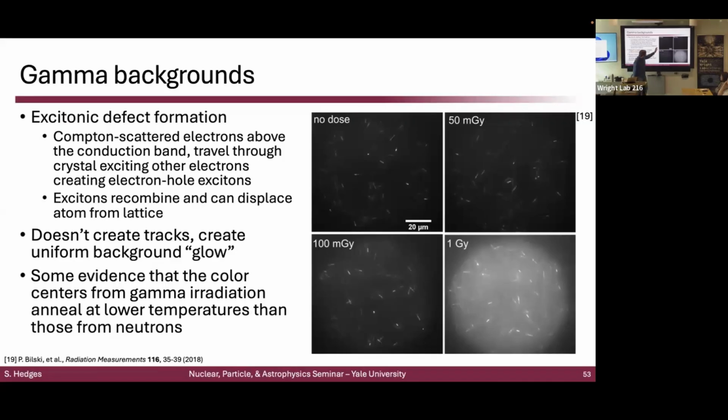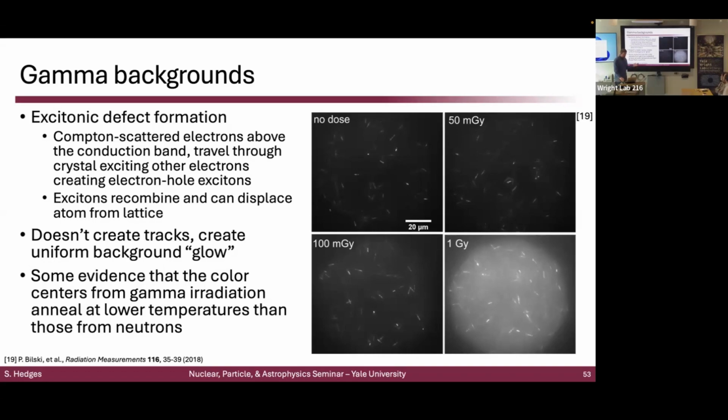So here is the same image after exposing it to different amounts of gamma radiation, and you can see this background forms, but you still have these tracks. One thing that's really interesting is that in some of our studies, we've seen that the fluorescence from gamma radiation actually anneals at a lower temperature than the neutron ones. So we have this idea of maybe baking these samples after exposing them to get rid of any gamma fluorescence.